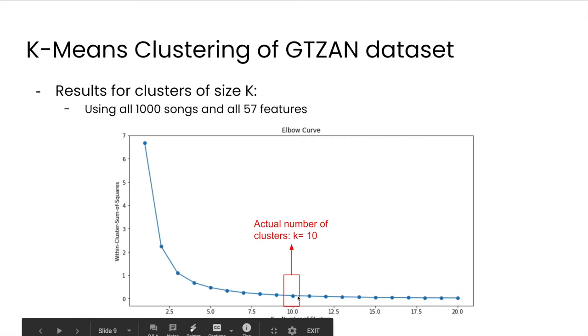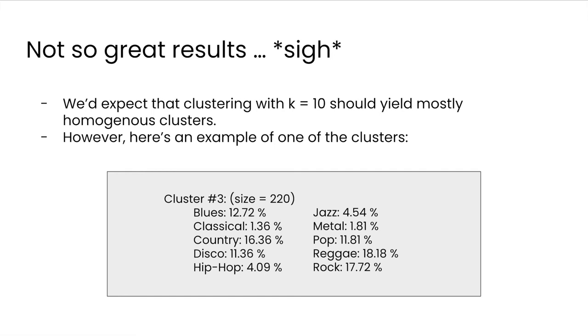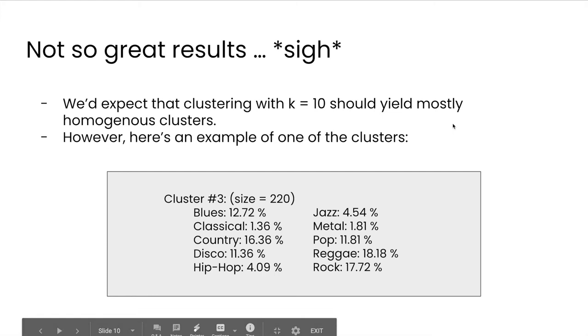Usually when we're doing k-means clustering, we want to choose a value that's somewhere around here at the elbow of the curve, because every other increment of k implies a very marginal decrement in the actual error or distance. So it's a bit of a telltale sign that we did pretty badly. So this is one of the clusters from running the algorithm with k equals 10, so what we would consider the optimal solution.